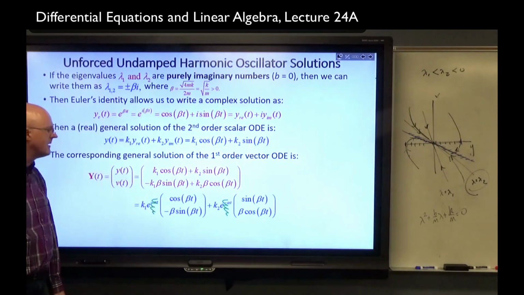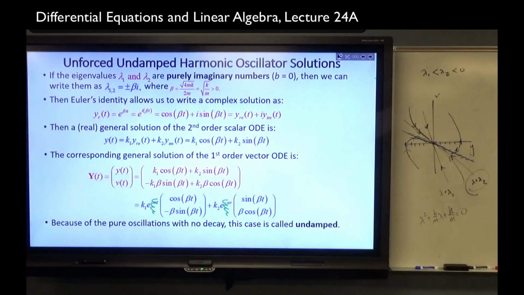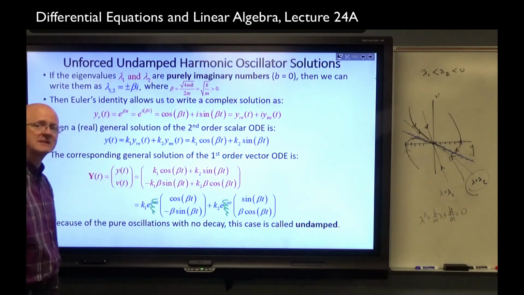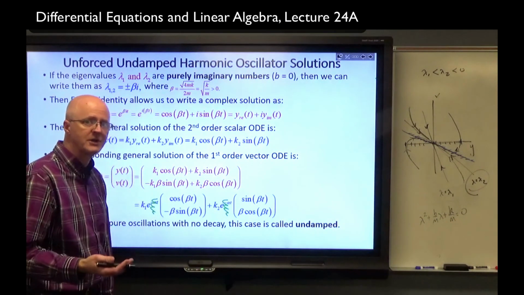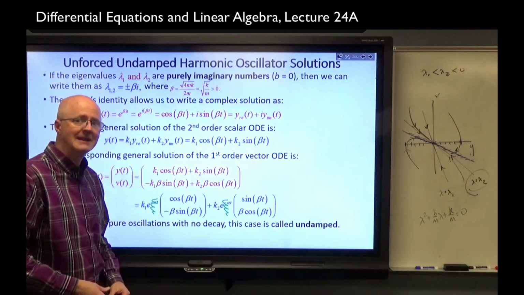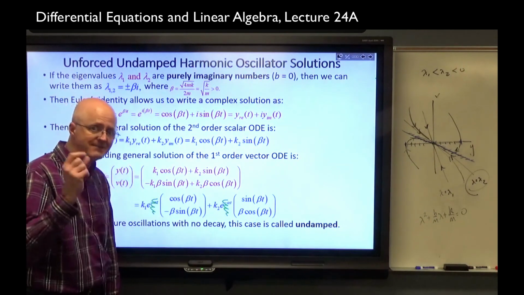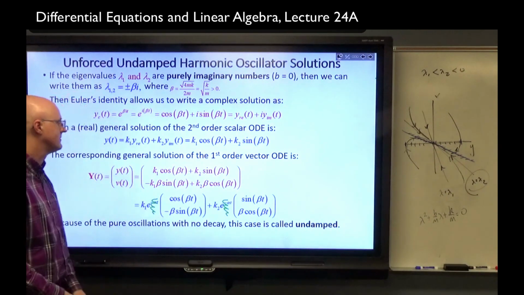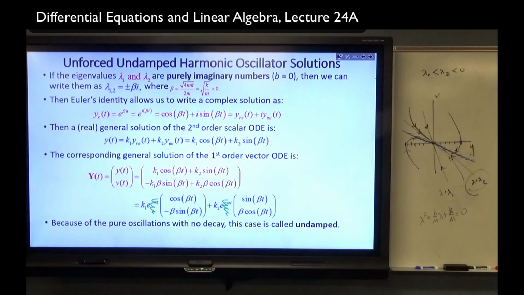Okay? Pure oscillation, no damping. Oscillations with no decay. Undamped is no damping, no friction. Underdamped is a small amount of damping, a small amount of friction. Overdamped is a lot of friction.